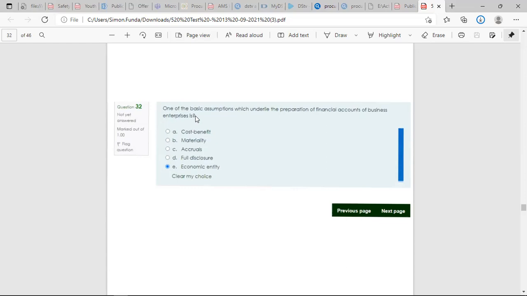Yeah, it's economic entity. Economic entity, yes. Okay. So this is the assumption which underlies the preparation of the business's accounts, the economic entity.